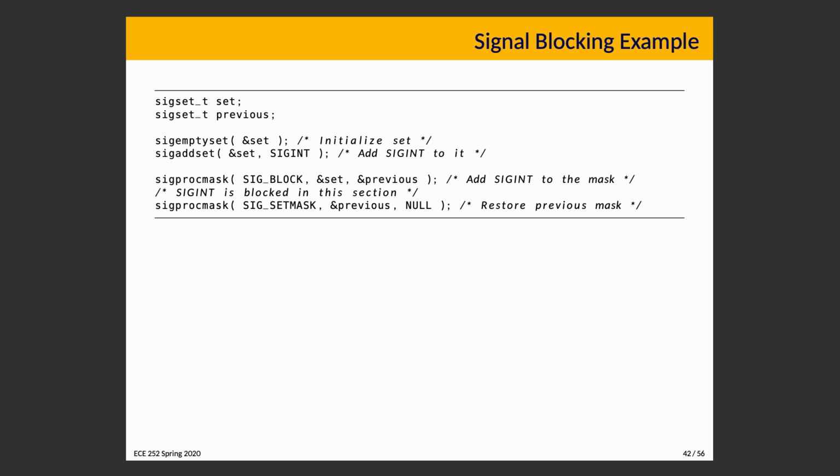Sigaddset, we're adding to the set SIGINT. Okay, so then we're going to use sigprocmask and say add to the set of blocked signals. I want to add all the ones that are in the set, that is only SIGINT, and we're going to save the old configuration in the previous sigset_t. Then we have some block of code, not shown here, which is just where SIGINT is blocked in this section. So while we're doing this, if a SIGINT occurs, the SIGINT remains pending. It can't be delivered until such time as SIGINT is no longer blocked.